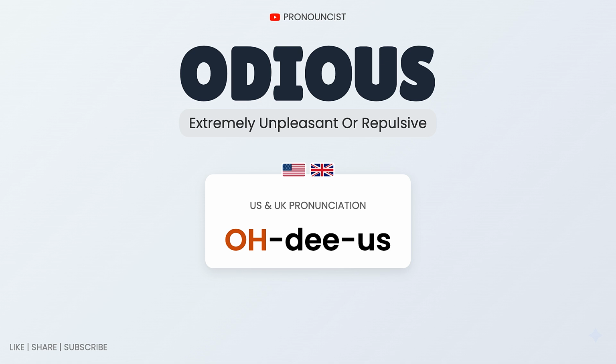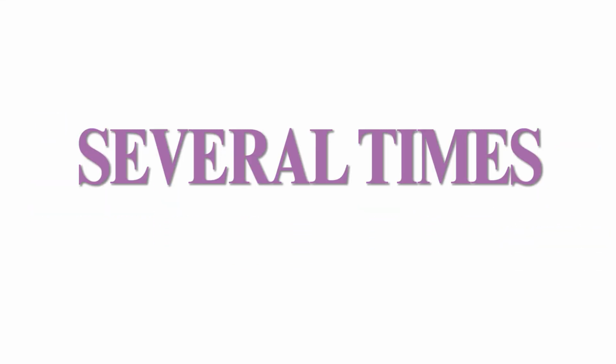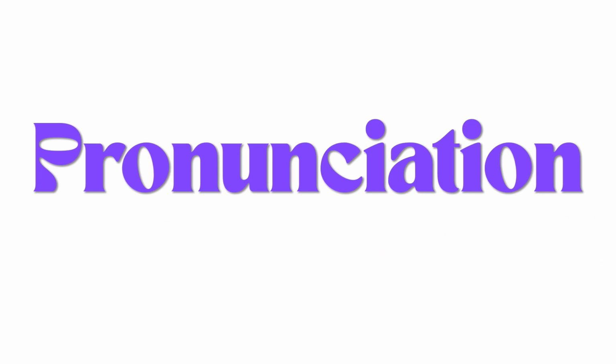The best way to practice is to repeat the syllable multiple times. The meaning of the word is extremely unpleasant or repulsive. Try repeating this word several times to improve your pronunciation.